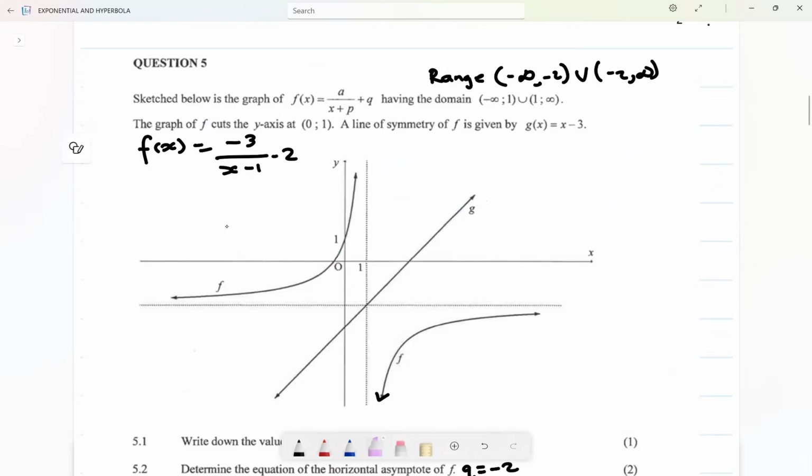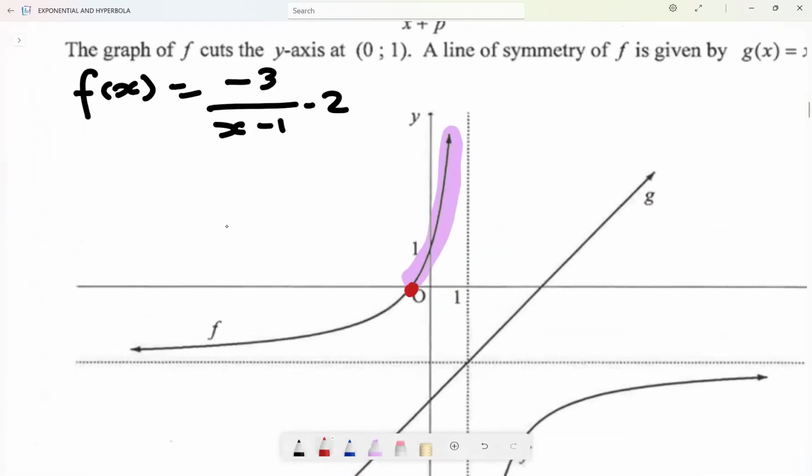Where is f of x greater than 0? It's greater than 0 from this point here to there. It is above the axis there. But I need to find the coordinate here, where it cuts. So I need to find the x. Can you see where it cuts? It is the x-intercept.